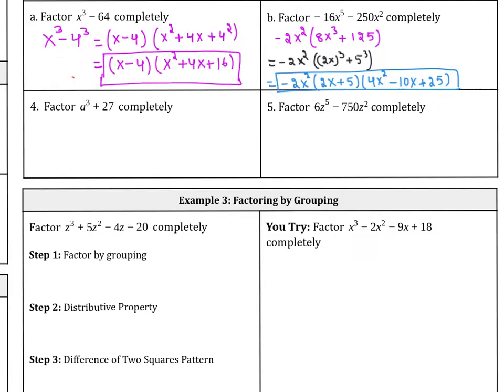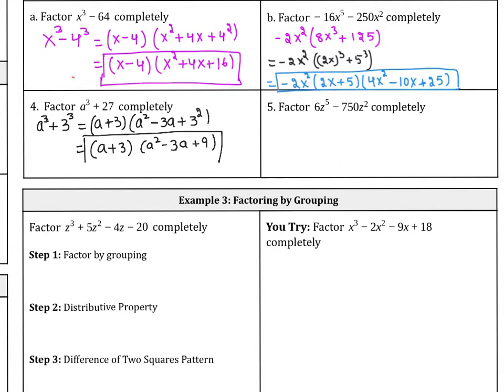Question number 4, you're going to apply the cube formula. So you're writing it as a sum of two cubes, a cubed plus 3 cubed, and that is a plus 3, times a squared minus ab, which is 3a, plus b squared, that is 3 squared. So your final answer is a plus 3, a squared minus 3a plus 9, and that's going to be your final answer.